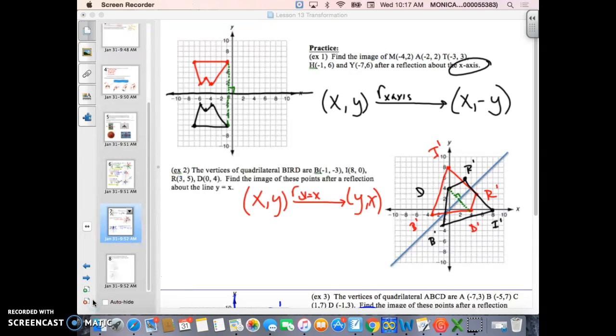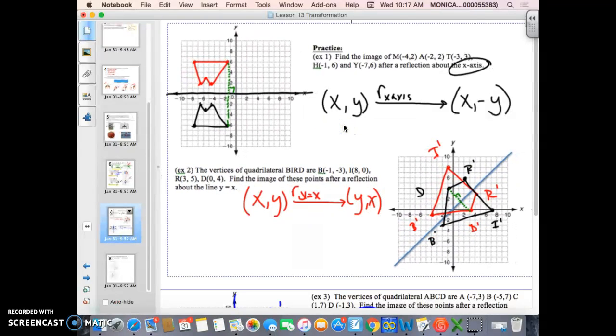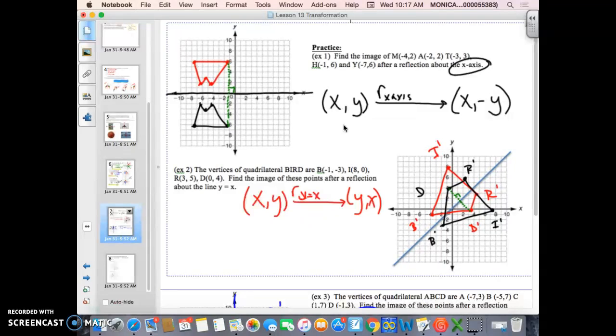Another way that we write rules, just so you know, is that you can write that this is a reflection across the x-axis. You could just write it as an R for reflection in the x-axis. And you can see the rule here. And then this is what your image should look like.